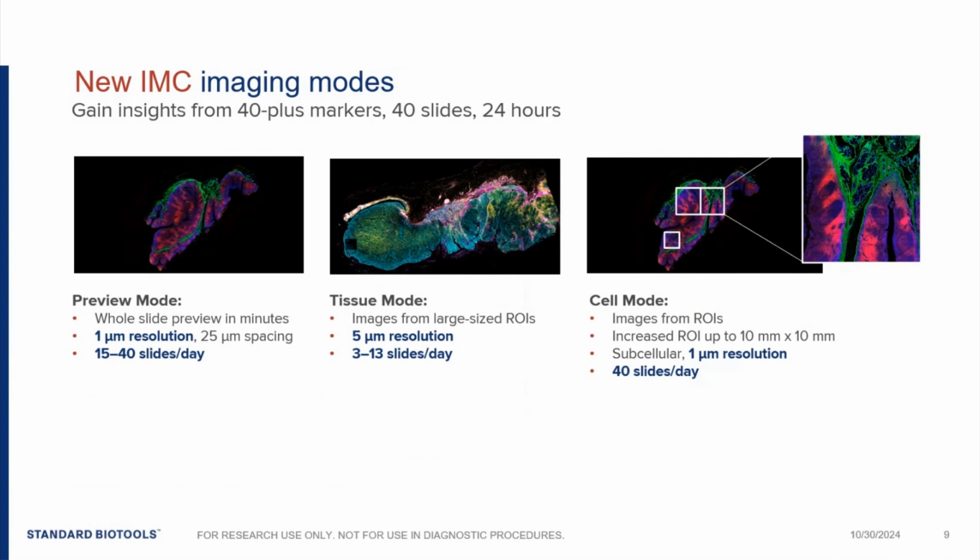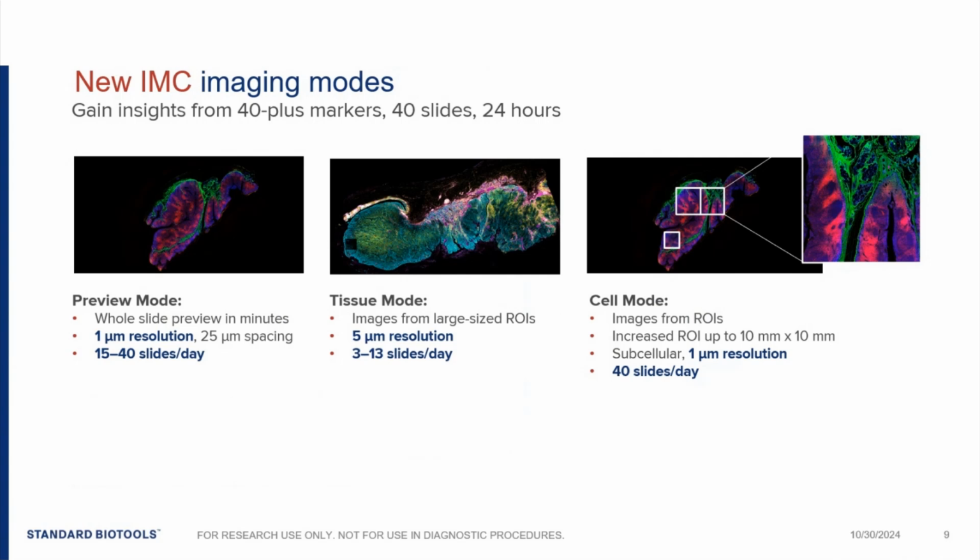The resulting image that is produced can help you make qualitative assessments. So for example, let's say after collecting your preview mode image, you discover that there's high expression of a particular marker of interest in a certain area on the tissue. You can then select this region of interest and begin collecting single cell resolution data utilizing cell mode. So cell mode, seen here on the far right on the screen, is the last imaging mode that I'd like to introduce you to today.